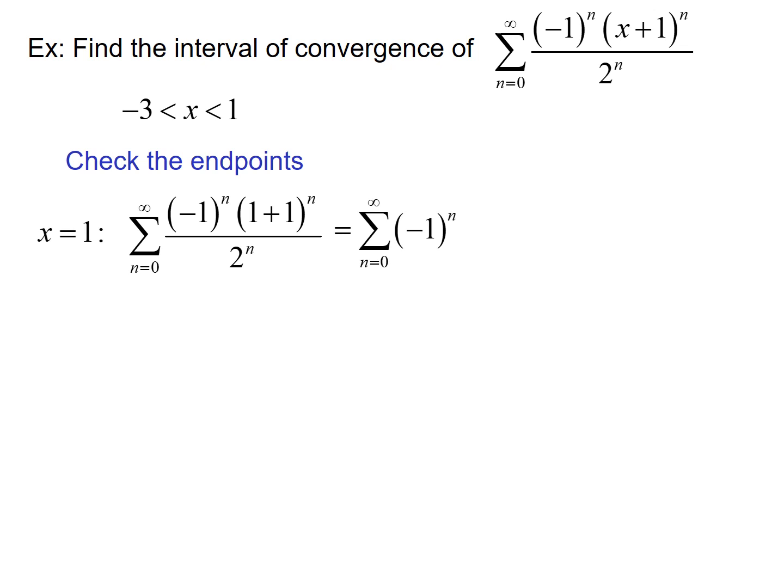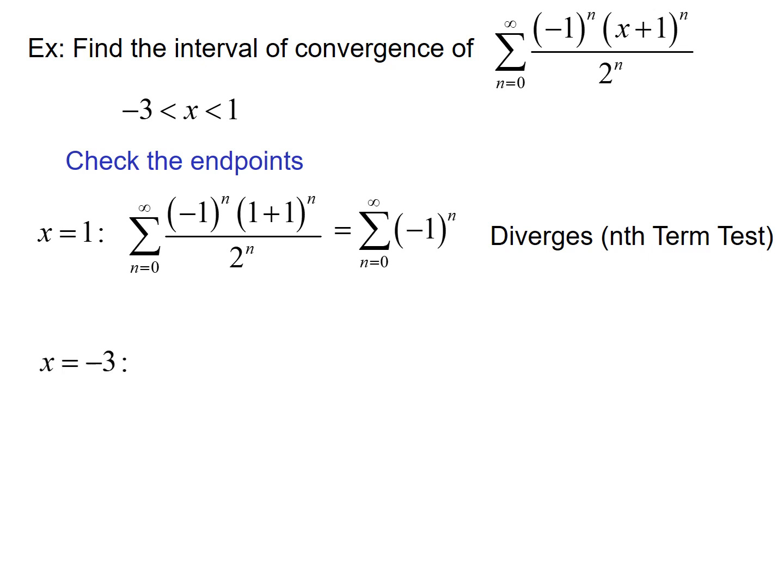Okay, so check x equals 1. Well, if we let x equals 1, that gives us 1 plus 1 to the n, which is 2 to the n, and that cancels with the 2 to the n on bottom. So this is the sum of -1 to the n, which just alternates positive 1, negative 1, positive 1, negative 1. That diverges by the nth term test.